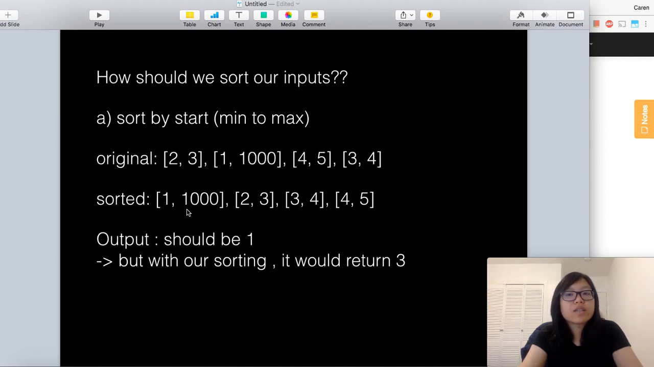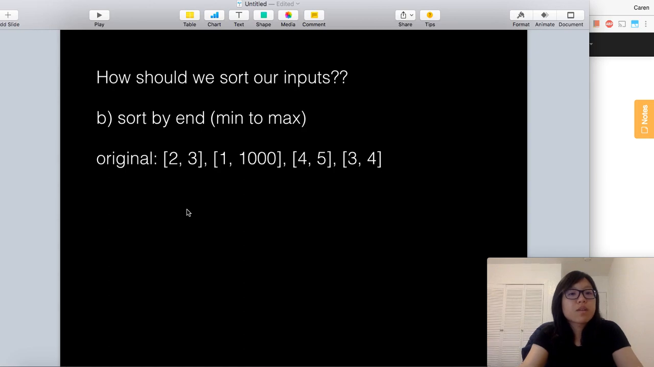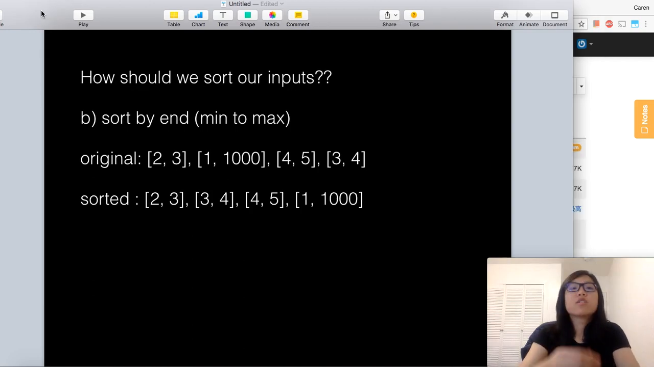Let's see if our second idea for how to sort inputs could work a little better. Our second idea for sorting inputs was to sort by the end value instead of the start value. Given that, our original set of intervals was this. So what would you expect the output to be, given that we want to sort it by its end value now? Given that we're sorting by the end value now, we would expect our sorted output to be 2, 3, 3, 4, 4, 5, and then 1, 1000. That's because we're just looking at the last value for each interval and sorting it in increasing order, and that's how we get this.